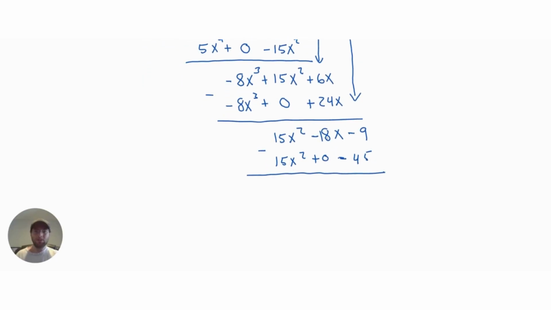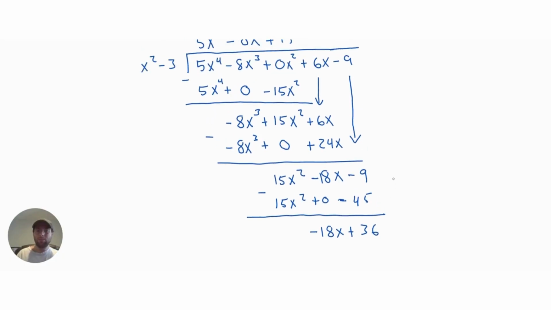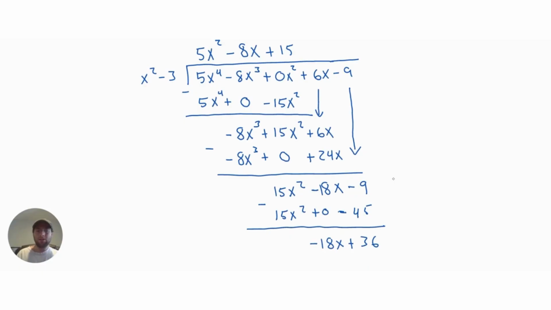Alright, these ones cancel. This negative 18x gets dropped down here. And then negative 9 minus negative 45 is going to turn out to be a positive 36. And at this point, there's not anything else that we can do because you can't multiply x squared by anything to get a negative 18x. So this right here is actually going to be our remainder.